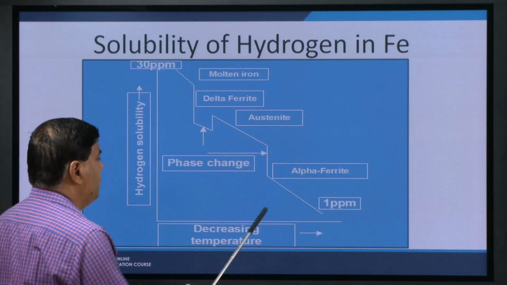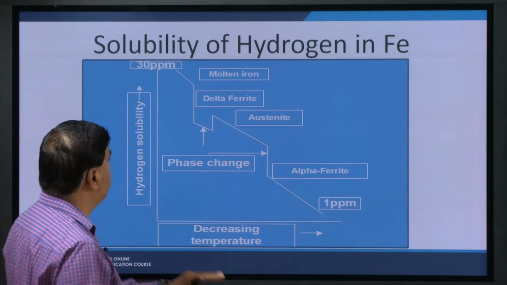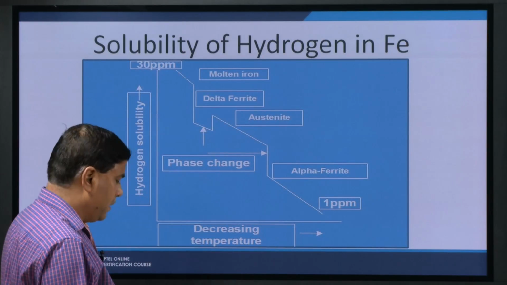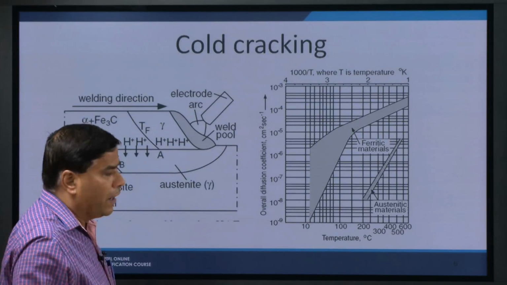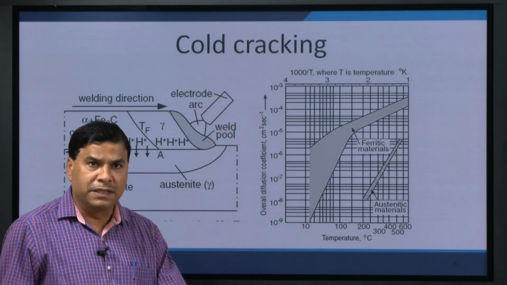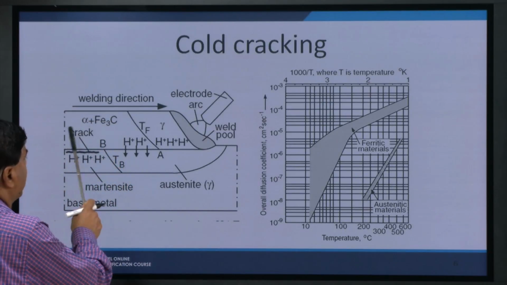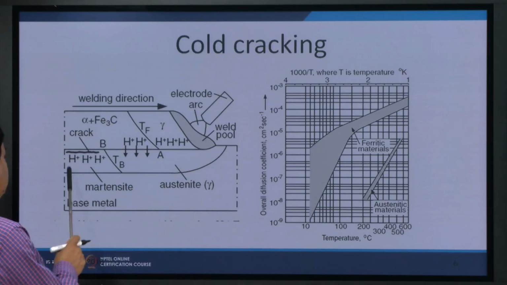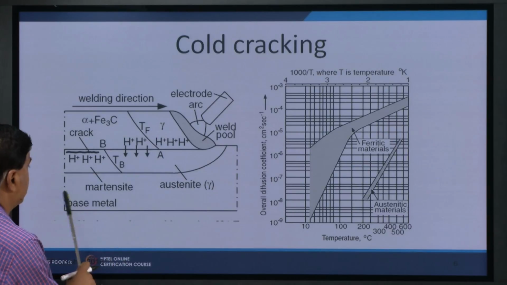So, the solubility of the hydrogen in the iron changes from 1 ppm to 30 ppm from the solid state to the liquid state. So, what happens in case of the welding due to this difference in the solubility? Let us say this is the direction of the welding, and this is the region next to the weld metal, and this is the base metal.